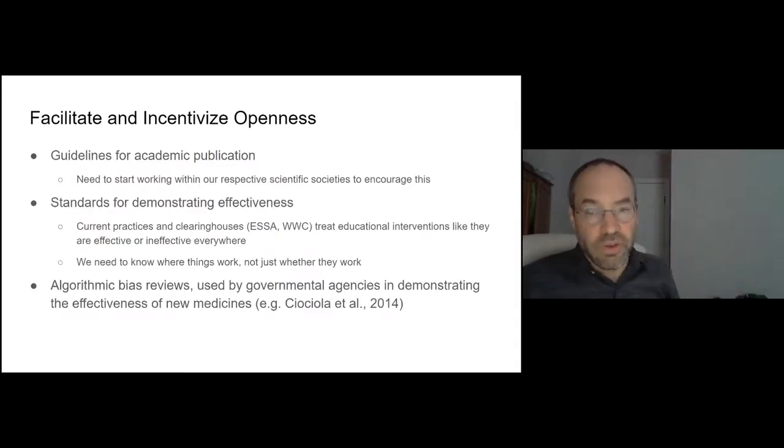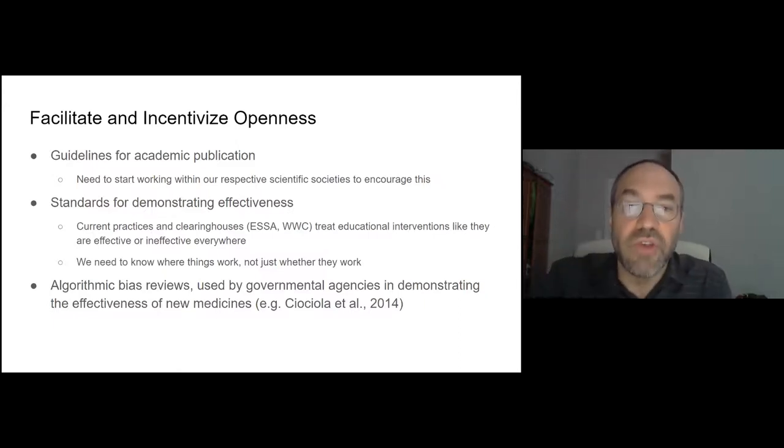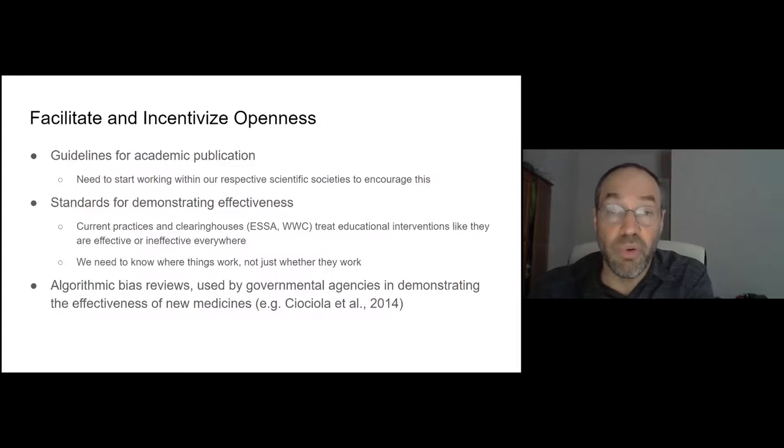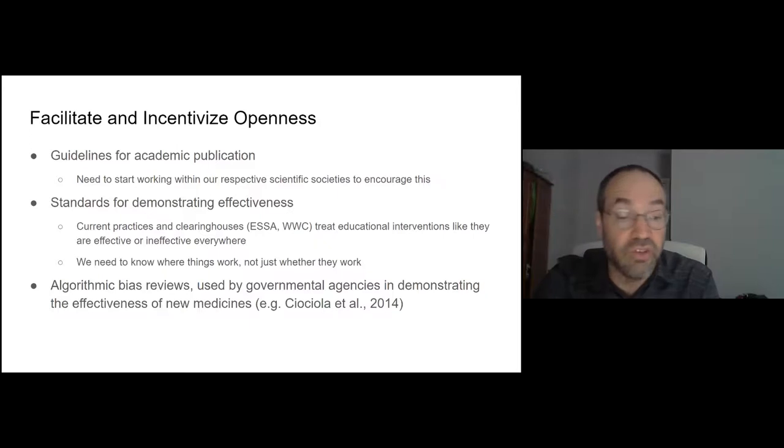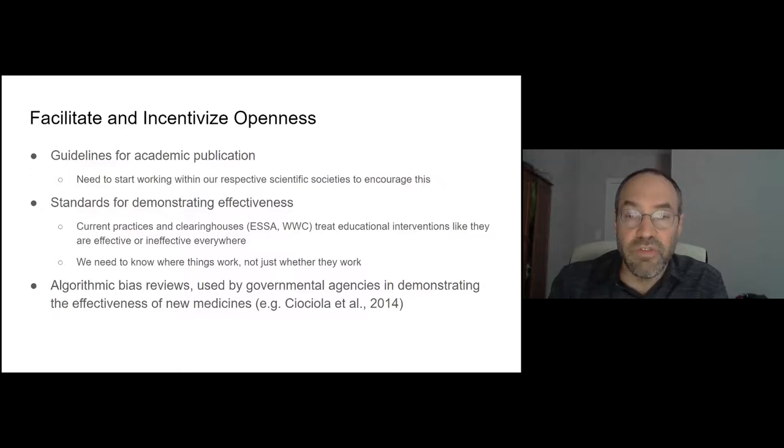Facilitate and incentivize openness. Creating guidelines for academic publication. We all need to start working within our respective scientific societies to encourage this, to create guidelines for what papers should report. Paquette and others have started working on initiatives like this in educational data mining. I haven't yet heard about initiatives like this in learning analytics. Would love to see them. And in all of our communities, we should be pushing our communities to get people to report that their algorithms aren't biased.